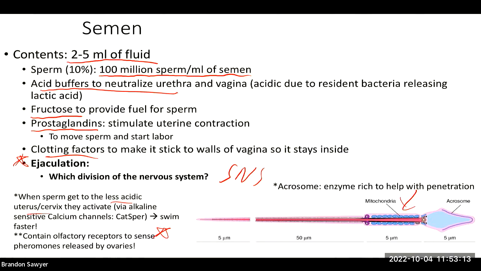Yeah, so the acrosome is the head of the sperm pretty much. It has these enzymes that it releases that can help break down parts of the wall of the egg to allow for that penetration.